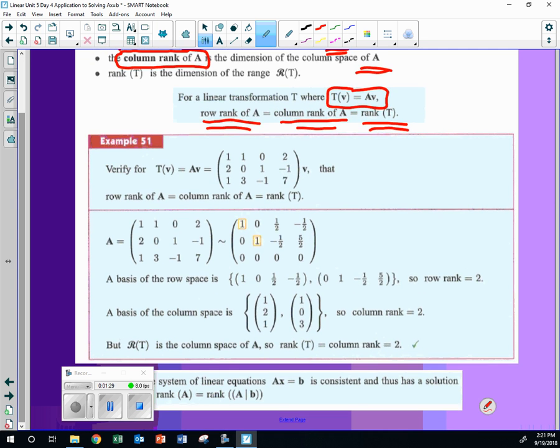So we're going to verify that this is true. Row rank, column rank, and the rank of T are the same. The first thing we're going to do is take this example, 1, 1, 0, 2, and so on, times B. Notice it's not square. And we're going to find all of these ranks. So the first thing you're going to do is what? To A. What are you going to do to A first?